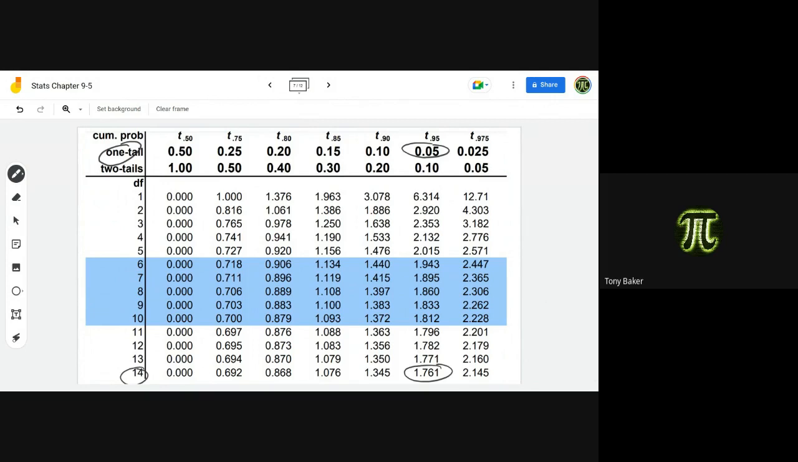No problem. Like I said, this is the t-table I'll give you for the test. So you'll have the one-tailed and the two-tailed there. Because if it was two-tailed, I would have used that one instead.